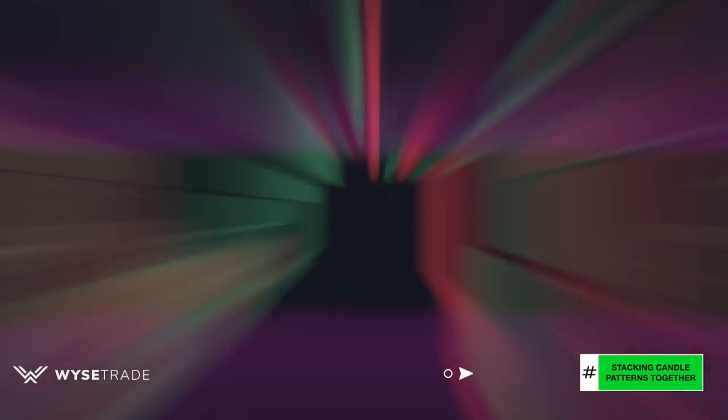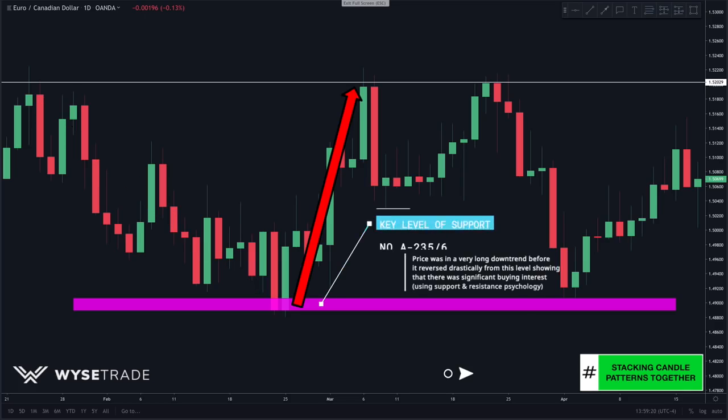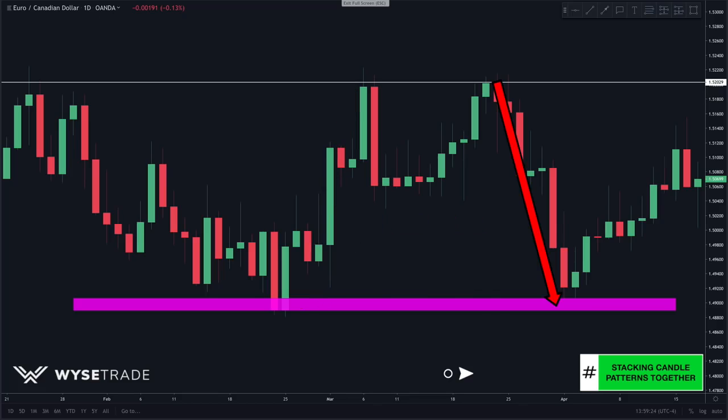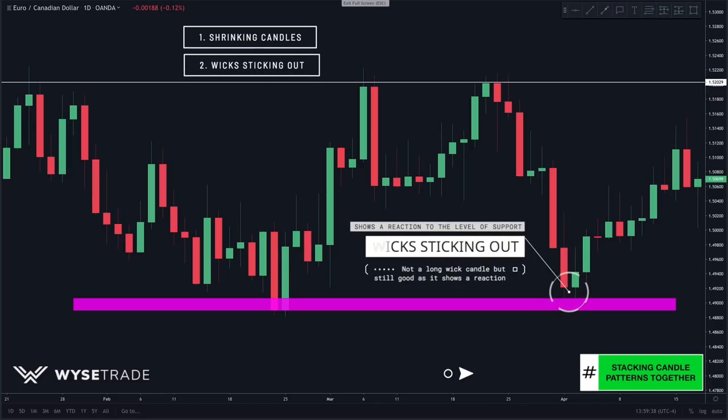So moving on. Here's the Euro CAD, and again we look left and noticed that price was in a heavy downtrend before finally there was a significant reversal that occurred, which signals to us that this is a key level. Now, as price came back down to this level, what price action candlestick patterns did we have? First, we had momentum loss through shrinking candles, as we had a big candle, a smaller candle, and then an even smaller candle. Second, we had the wicks sticking out from both these candles, showing a reaction to this level.